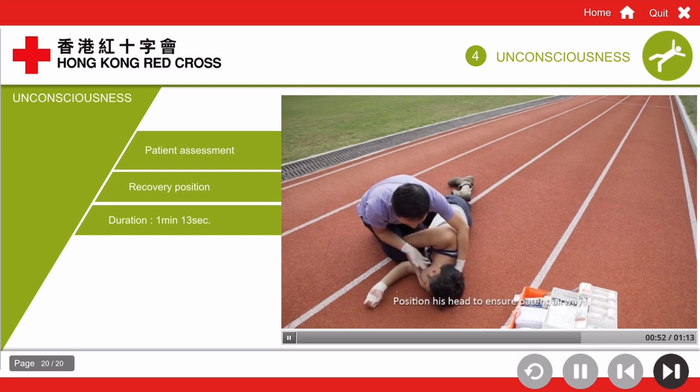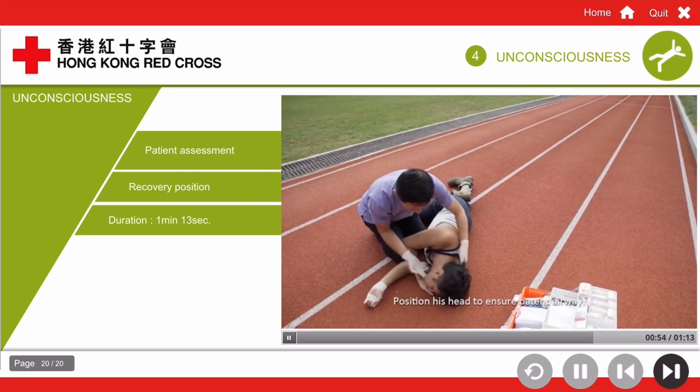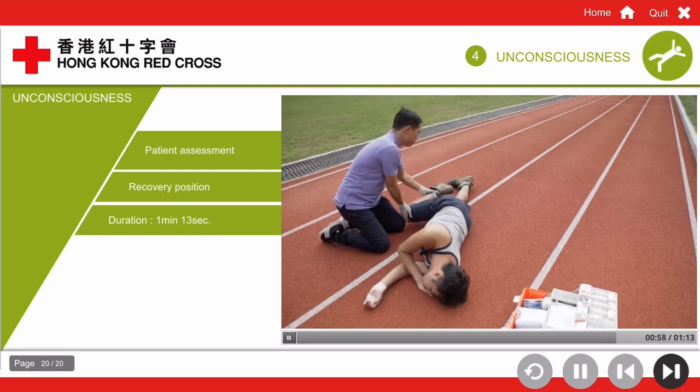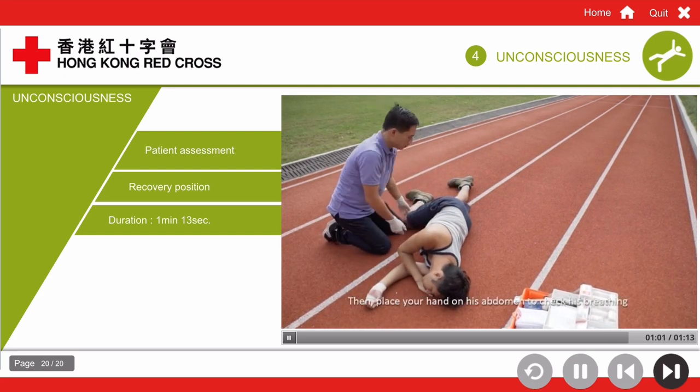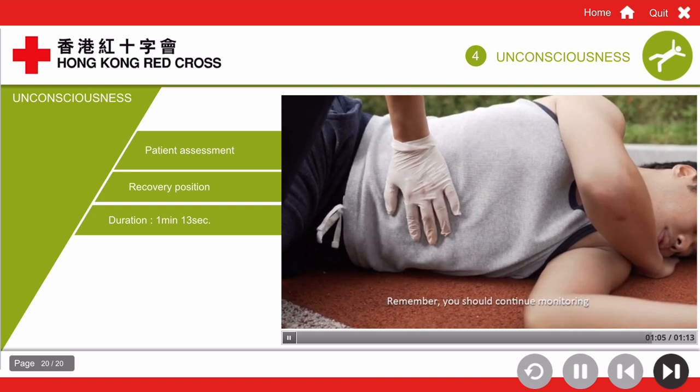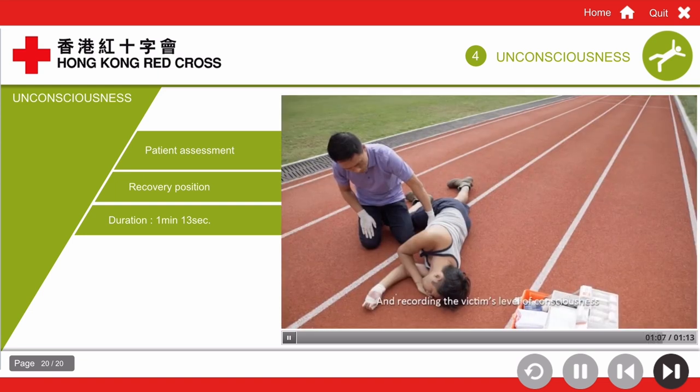Position his head to ensure patent airway. Bend his arm and leg at right angle. Then, place your hand on his abdomen to check his breathing. Remember, you should continue monitoring and recording the victim's level of consciousness and breathing rate until he resumes consciousness or the ambulance crew take over.